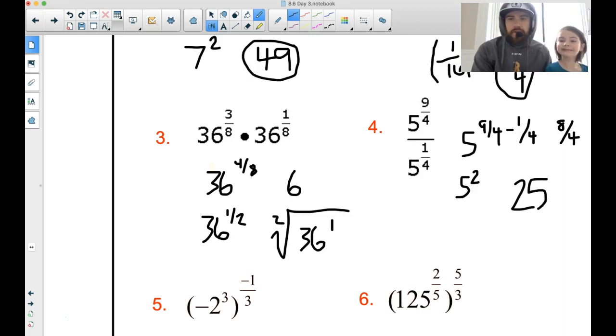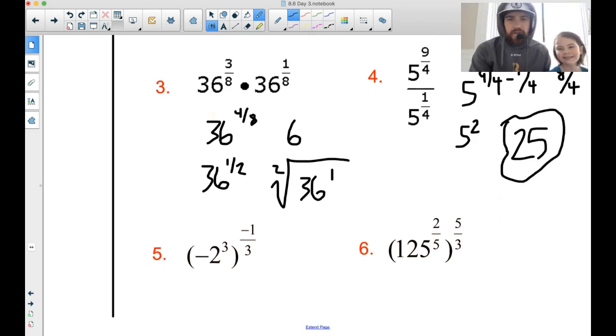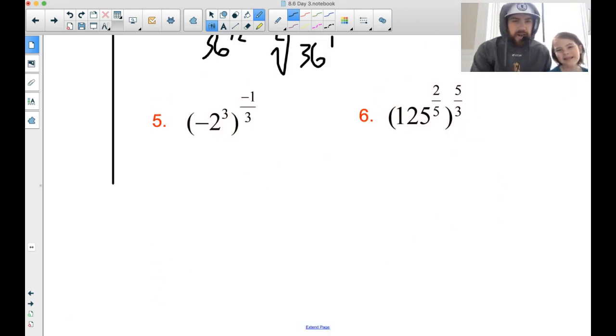Yeah, is that right? 25? Yeah. Okay, and then you just put a big crusty bubble around it like that. My handwriting's kind of trash on this. Can I try? All right.